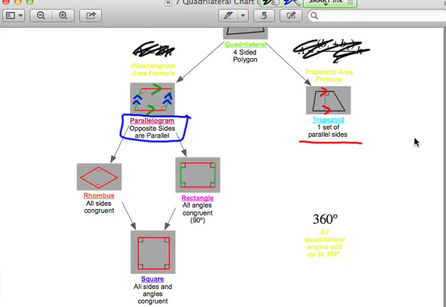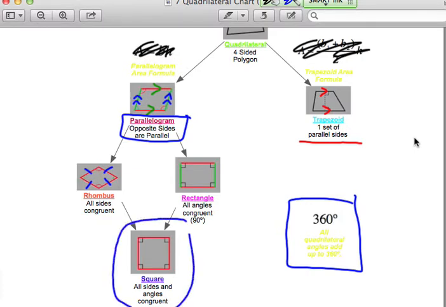Now within parallelogram, it starts getting crazy. It gets even more specific, okay? You can have all the sides congruent. So remember, all of these would be congruent, and that would make it a rhombus. Or you could have all the angles congruent, which would all have to be 90 degrees. Because over here, you notice quadrilaterals add up to 360. So 90 plus 90 plus 90 plus 90 is 360. That makes it a rectangle, okay? Now, if both the sides are congruent and the angles are congruent, then you get our lovely square, okay? So the square is the most specific type of parallelogram we can get to, okay?